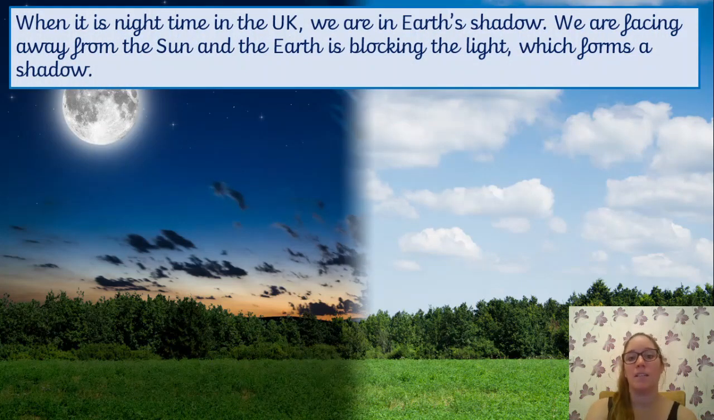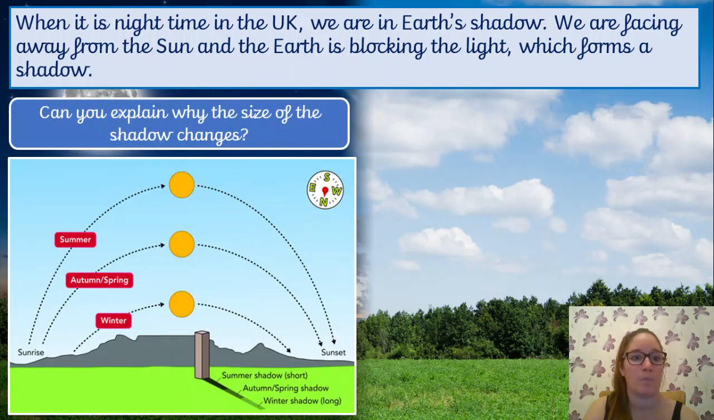So when it's night time in the UK, we're in Earth's shadow. We face away from the sun, and the Earth is blocking the light, which forms a shadow. So can you explain why the size of these shadows change? If we have a look here, we've got the sunrise and the sunset. In winter, we can see that the sun is down here, because it's a shorter day, so the sun's lower in the sky. In the summer, it's a lot higher. Why would that make a difference to the shadow?